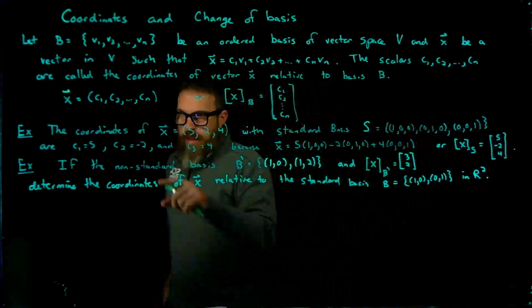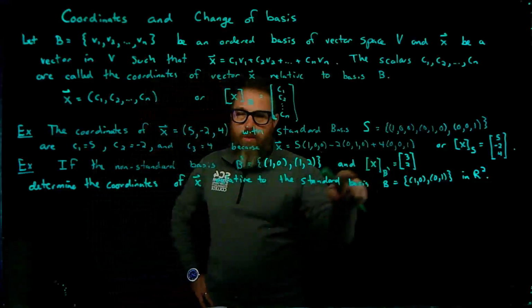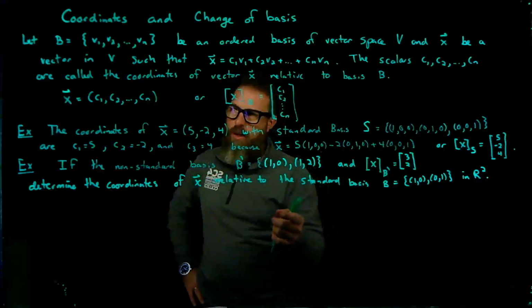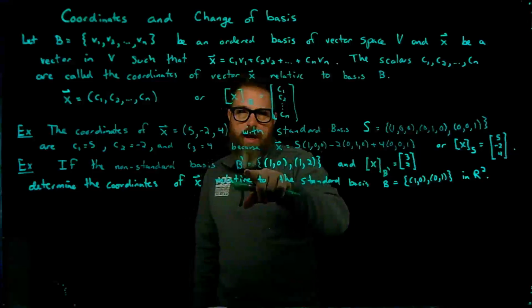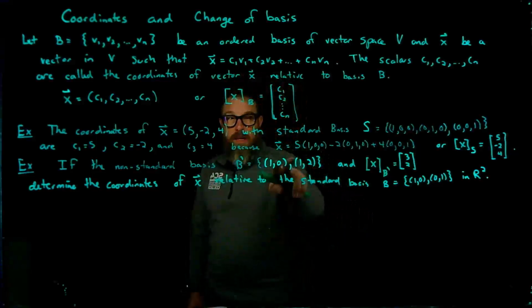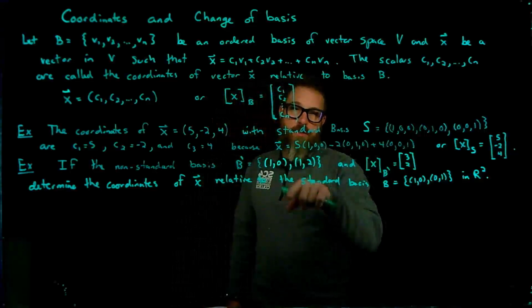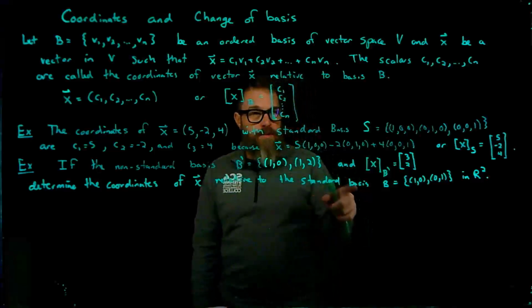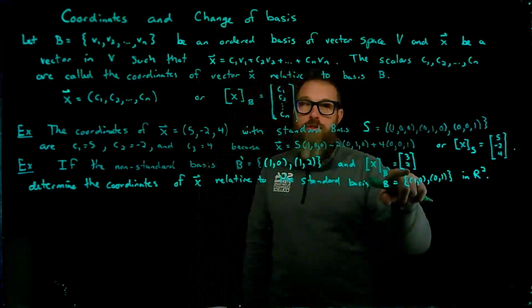Now, let's do an example where I want to rewrite the coordinates of a vector in terms of the standard basis. So if the non-standard basis B, we'll call it B prime, is (1, 0), (1, 2), and we can prove that's a basis, which I did in a previous video, so this is a basis of R2. And I've given you the coordinates for this particular vector: 3, 2.